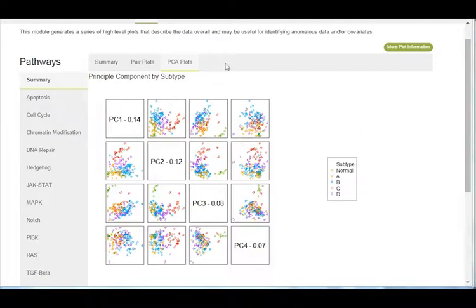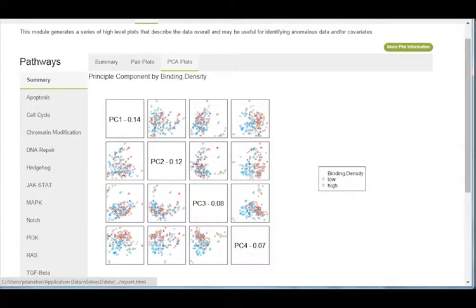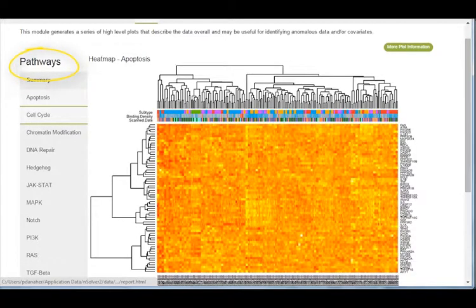Now let's look at the same plot, but colored by binding density. We see little association of binding density with any of the first 3 principal components, but it seems to strongly drive the 4th principal component, seen here from this gradient of blue for low binding density to red for high binding density. This further illustrates the importance of adjusting for this technical variable in downstream analyses. Finally, by clicking on pathways on the left, we can see heat maps of each pathway's data.